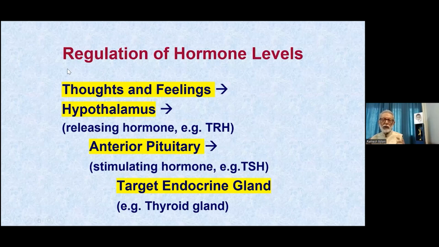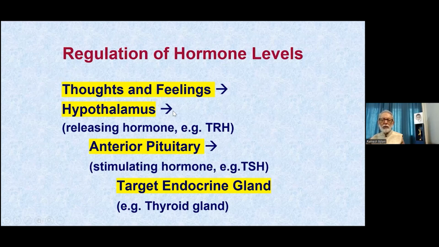So hypothalamus is sort of that junction, that coordinating center, like the junctions in the railway stations, where trains from many areas are coming and converging, and then from where a large number of trains go to many other parts of the country. So here thoughts and feelings are converging on the hypothalamus. The influence of the feedback coming from the endocrine glands, the target organs, is also converging on the hypothalamus.